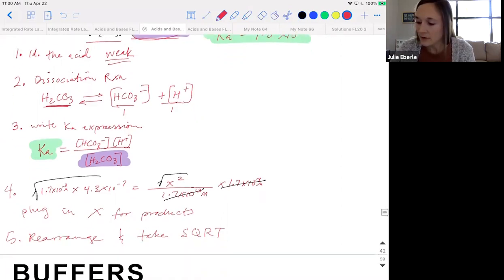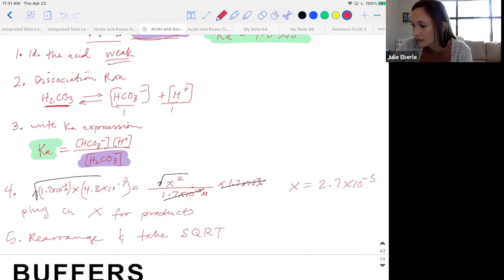Okay, solve for x. So how do we solve for x? So let's actually do this. In your calculator, do 1.7 times 10 to the minus 3 times 4.3 times 10 to the minus 7. Take the square root of the product of those numbers. What do you get? Somebody's going to beat me. Okay, you already did it. 2.7 times 10 to the minus 5. So that is x, right? Y'all took the square root. So we solved for x is 2.7 times 10 to the minus 5.